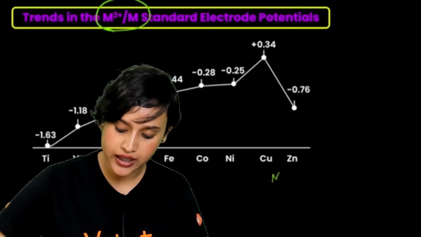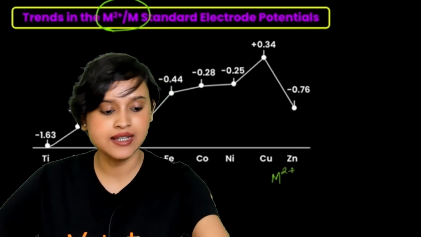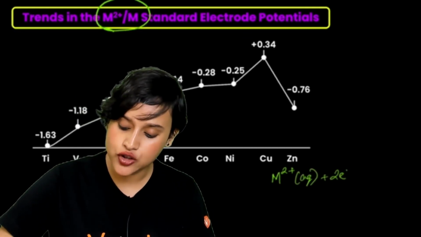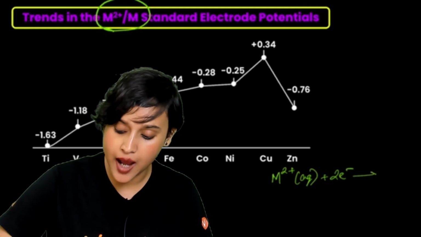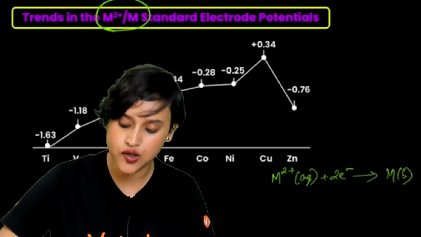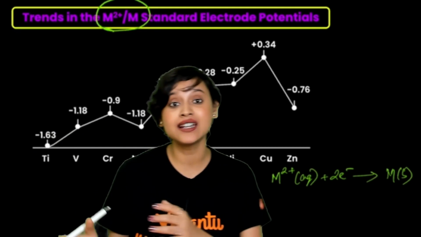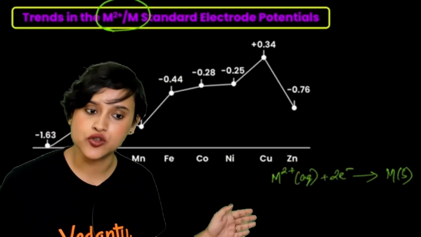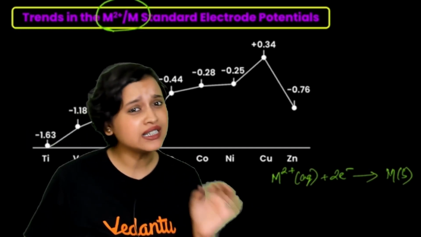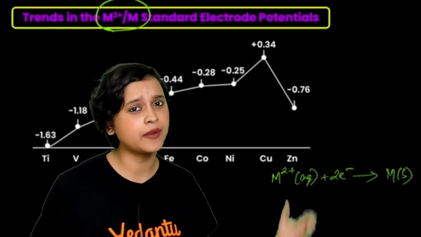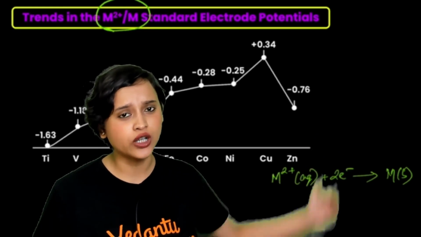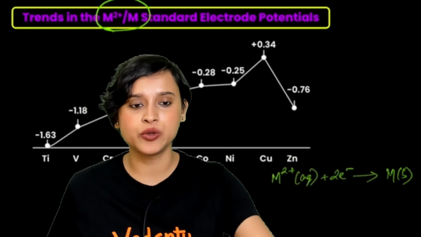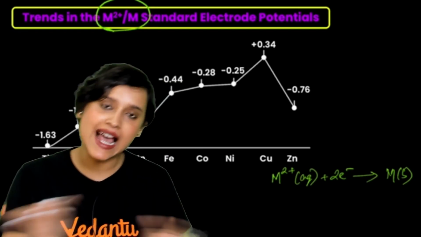M2+ in aqueous form, plus 2 electrons. It will have to grab 2 electrons to become M in the solid form, right? That is the exact reaction that is supposed to happen. But do you really think that it is as simple as just grabbing 2 electrons and getting to the solid form? No. And to understand standard electrode potential, what we are going to do is write exactly the opposite of it.